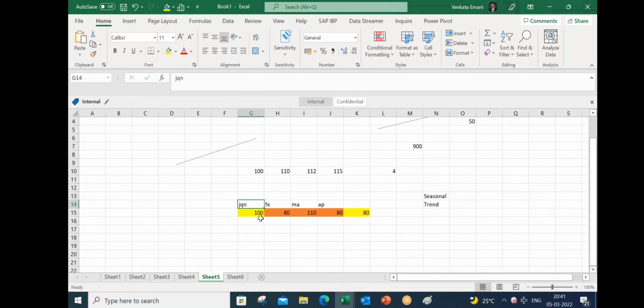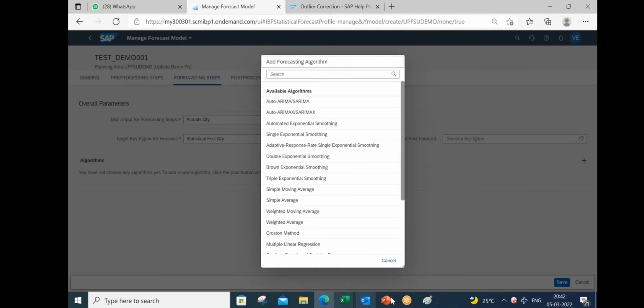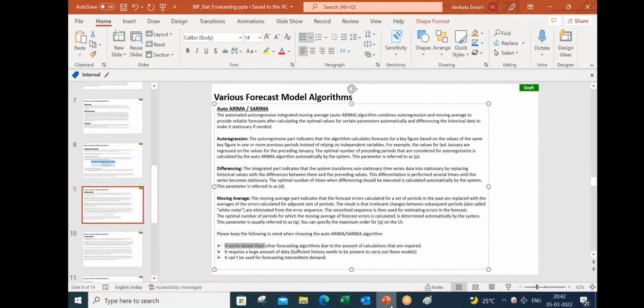It will compare with January 2020. It will compare with January 2019. Means at least 3 years of data you should have for a good ARIMA forecast. If your product is having only 1 year of data or 6 months of data, if you are using ARIMA, it is a waste. It might not give you good forecasting.